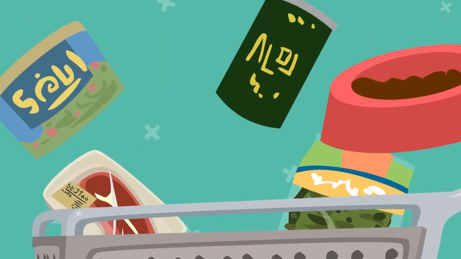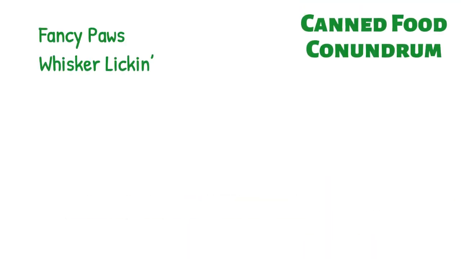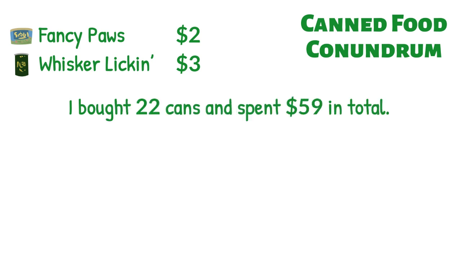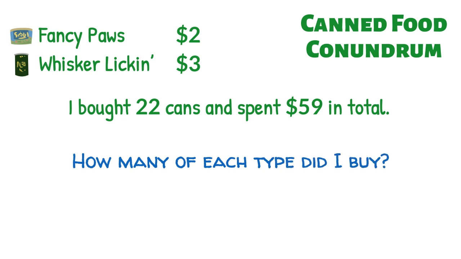A pet store sells 2 brands of canned cat food, Fancy Paws and Whisker Lickin'. Fancy Paws cost $2 per can and Whisker Lickin' costs $3 per can. I bought 22 cans and spent $59 in total. How many of each type did I buy?